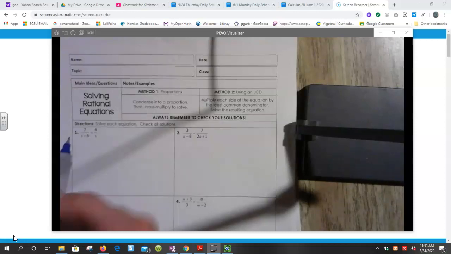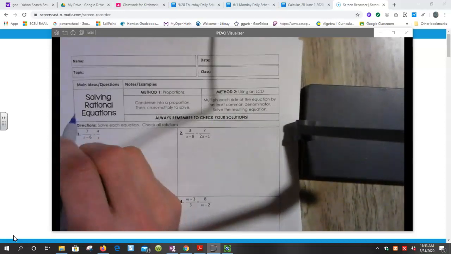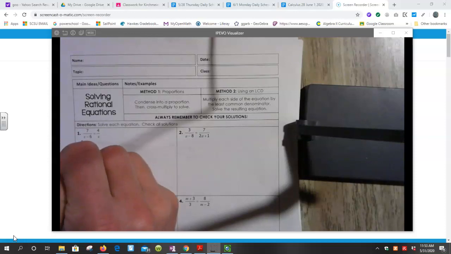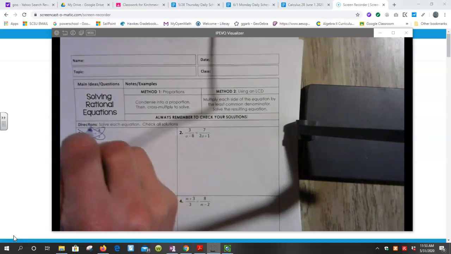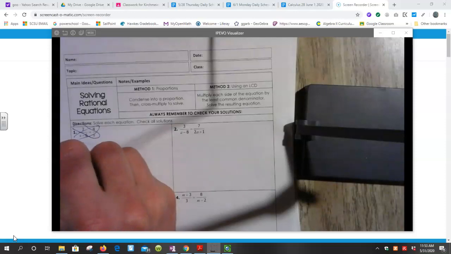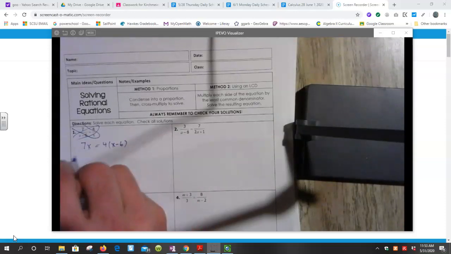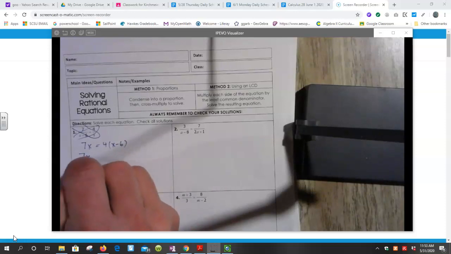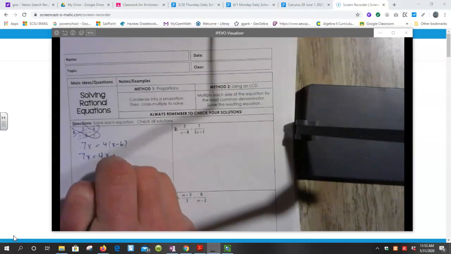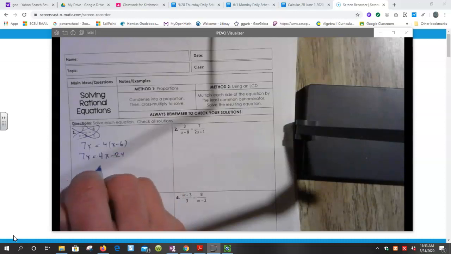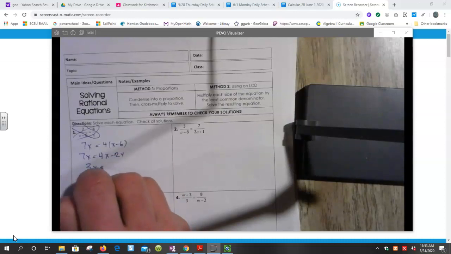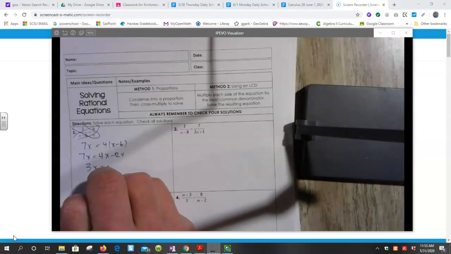So the most straightforward is when we have a proportion like this. If we have just a proportion, we can do cross products. Cross products, so the product of the means, 7x, equals the product of the extremes, 4 times x minus 6. We multiply that out and solve. So we have 7x is equal to 4x minus 24. And then we're going to get 3x is equal to negative 24, and x is equal to negative 8.